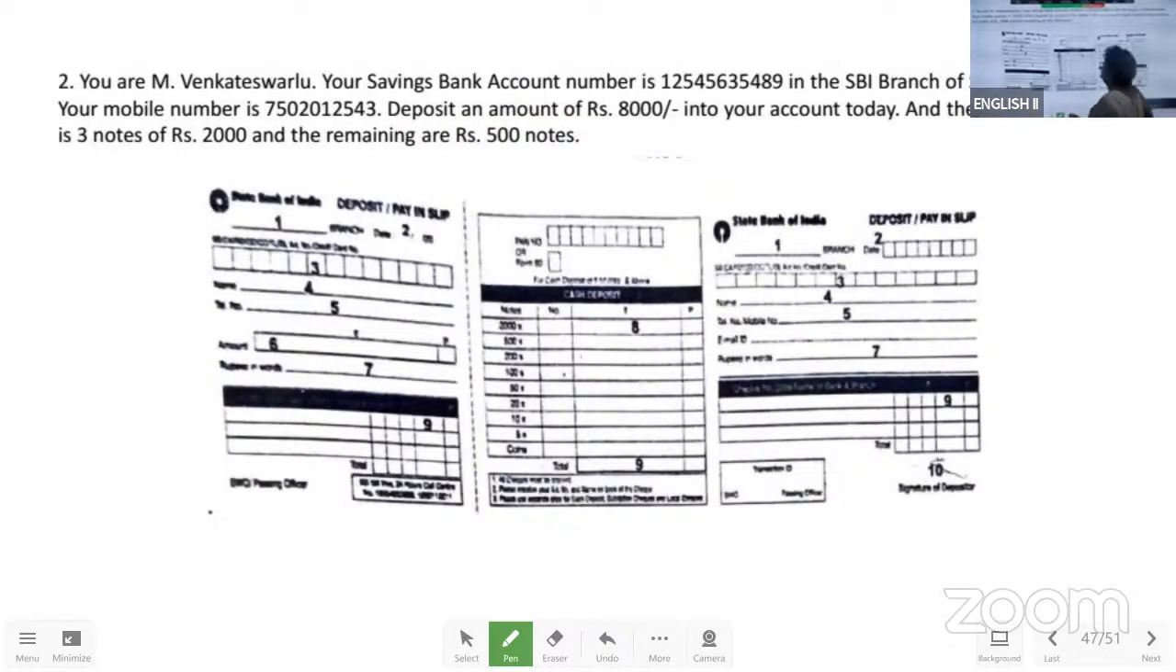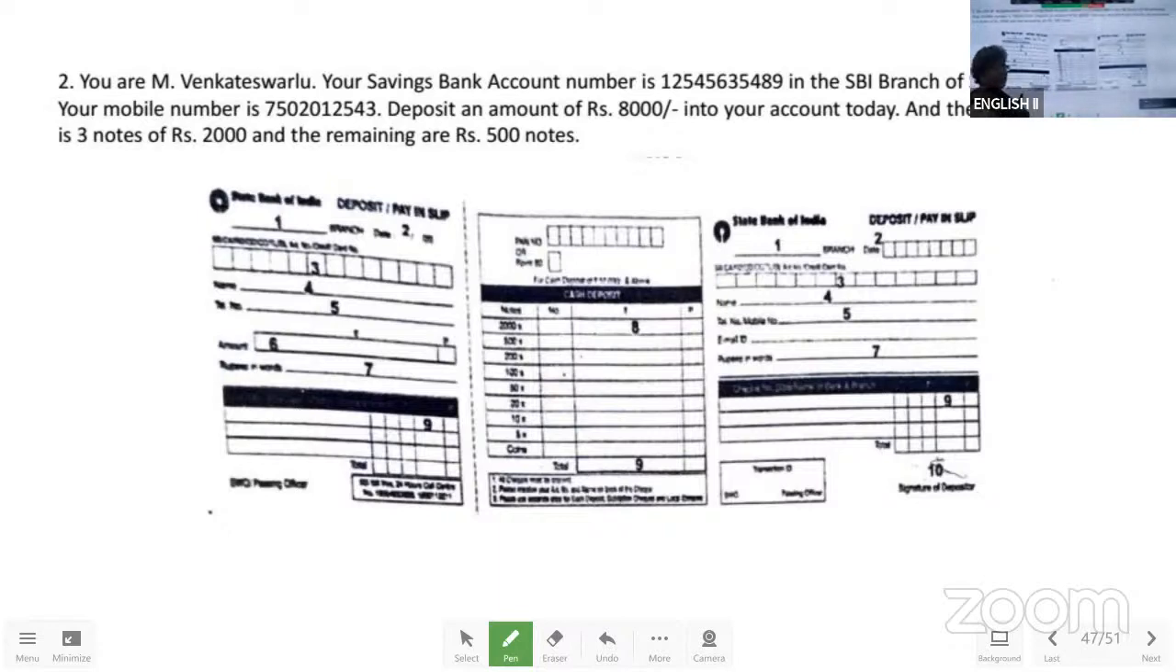Coming to the next, these are very easy. You are M. Venkateswarlu, your savings bank account number is so and so in SBI branch of Shamshabad. Your mobile number is again 10 digits. Deposit an amount of 8,000 into your account today. And the denomination is 3 notes of 2,000 and the remaining are 500 notes.